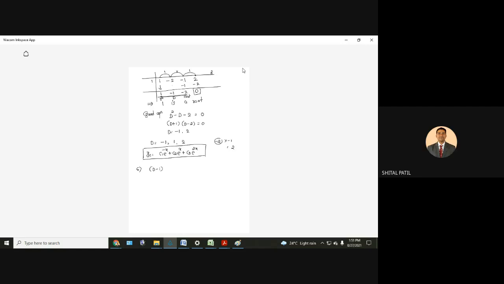D minus 1, d plus 3 square y equal to 0.